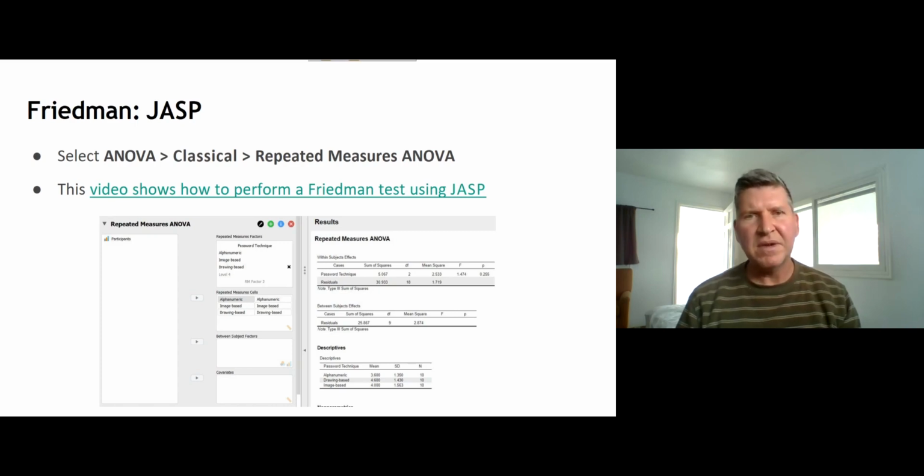I have a video here that shows how to do the test in JASP, and I've also put this in Blackboard. But you can see here over to the right, we get our values. It's a little bit more tricky to do this method than it is to do the other 3 that we talked about. And that's why there's a supplemental video to go through the steps one by one.